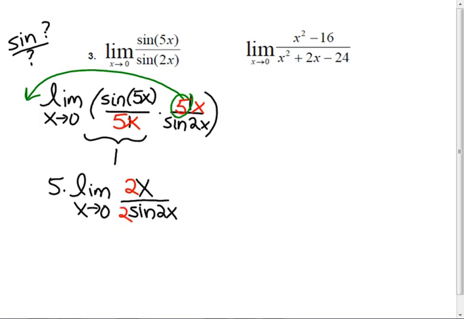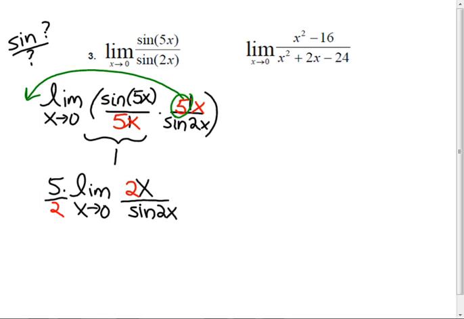I can, but if I take this top 2 out, it's pointless. Because I need to have a 2x here and a sine of 2x there. I evaluated that one. So it doesn't help to take this 2 out here. It helps to take the 2 out there. So what's the answer?